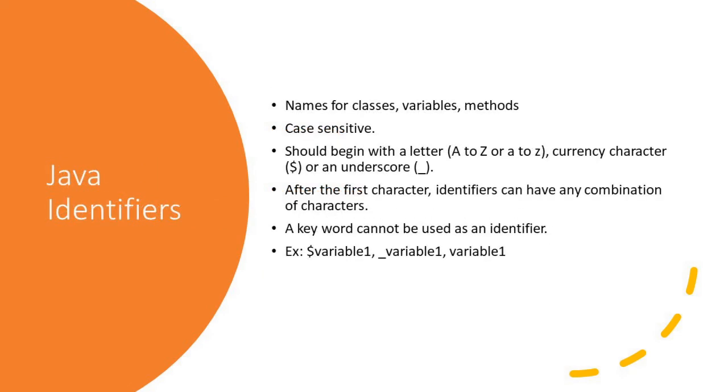Java identifiers are the names that are given to class, variables, and methods. These names are case sensitive, as we have discussed in the previous slide. They should begin with either alphabets, currency character, or underscore. Moreover, a keyword cannot be used as an identifier. These are some of the examples of how you can declare an identifier.